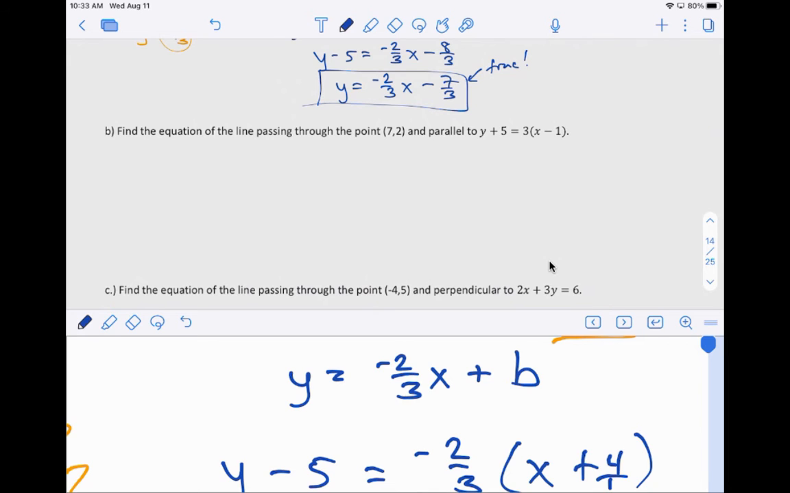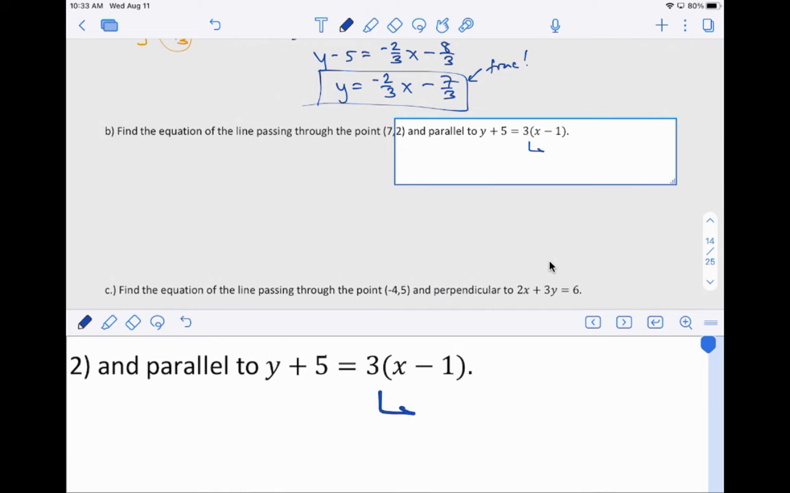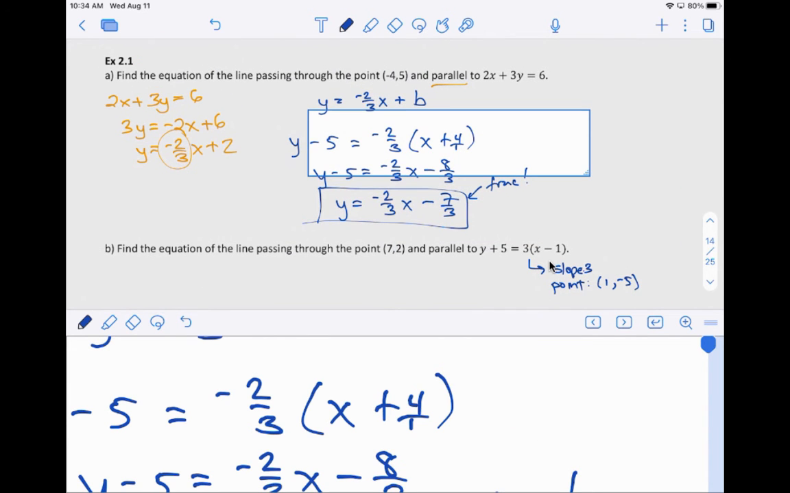Let's do it again. Find the equation of a line that passes through the point (7, 2) and is parallel to y + 5 = 3(x - 1). This one is given in point-slope form. So if I were to gouge the information from it, I see the slope is 3, and the point that was used was (1, -5). Remember, in point-slope form, it's always minus. So the fact that it's y plus 5 means that there was a negative 5 that made it plus, similar to what happened back here with the plus 4.